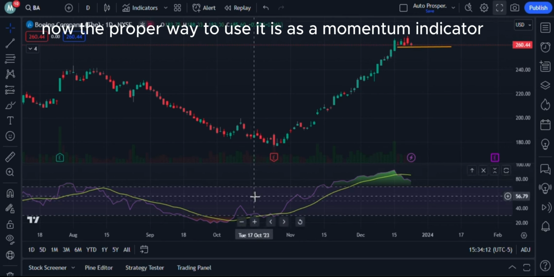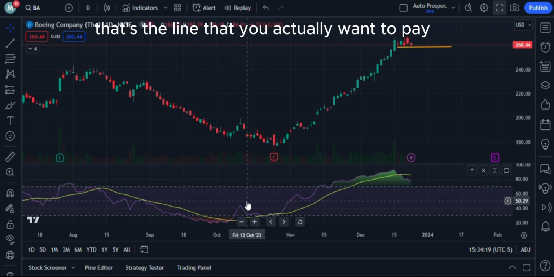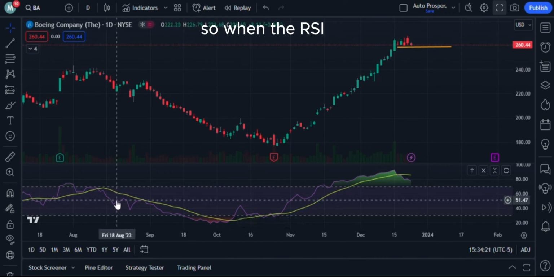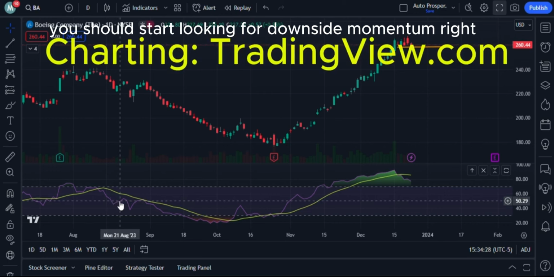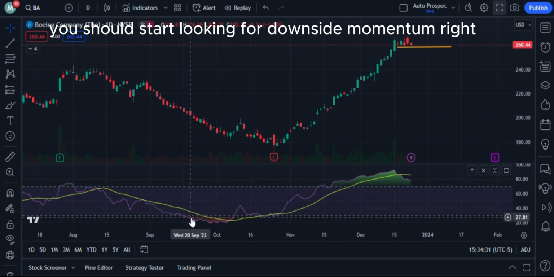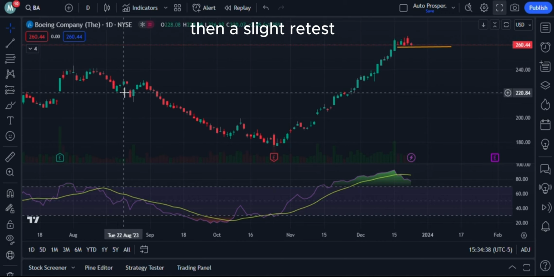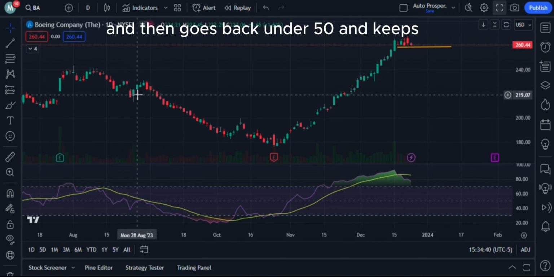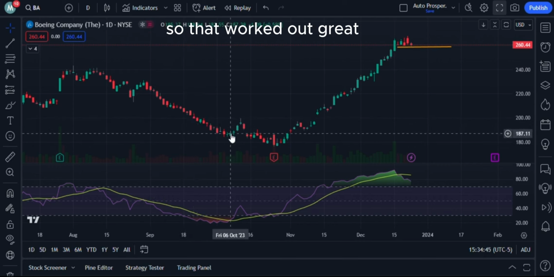Now, the proper way to use it is as a momentum indicator. So this middle line, 50, right? That's the line that you actually want to pay attention to. So when the RSI, which is this purple line, gets below 50, you should start looking for downside momentum, right? And that's what we get here. It first goes below 50, then a slight retest, and then goes back under 50 and keeps downside momentum. Okay, so that worked out great.